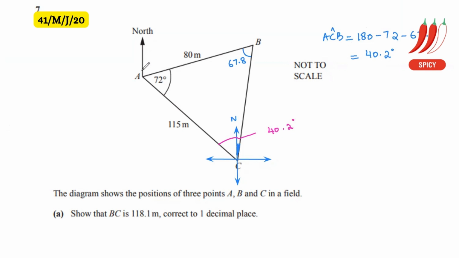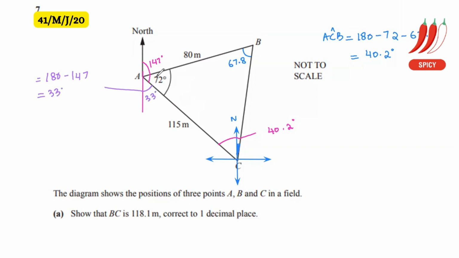Now, if you look at the north at A, we know that in the question they mentioned that the bearing of B from A is 147. So if we extend this line over here, we can easily find this angle beneath the line that connects A and C. This is going to be 180 minus 147, which is equal to 33 degrees. So this is 33 degrees.